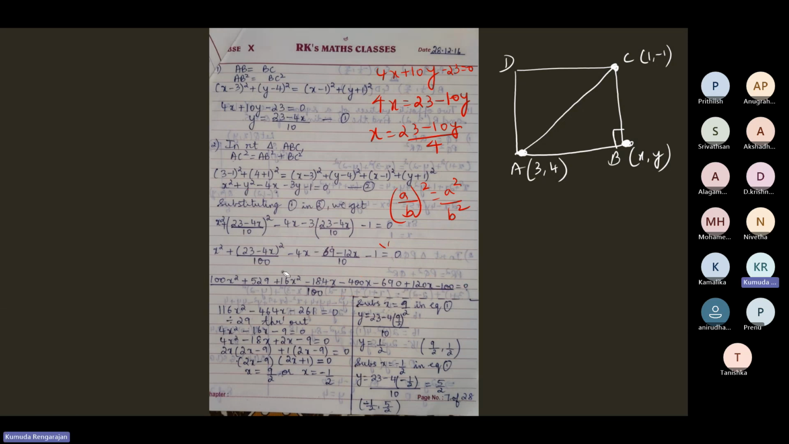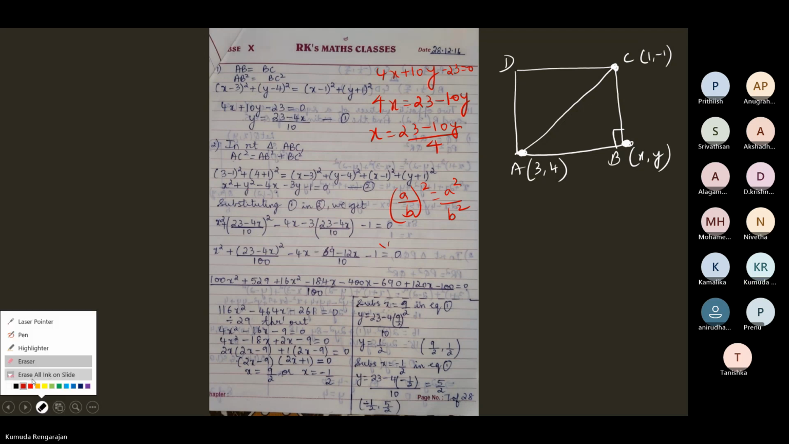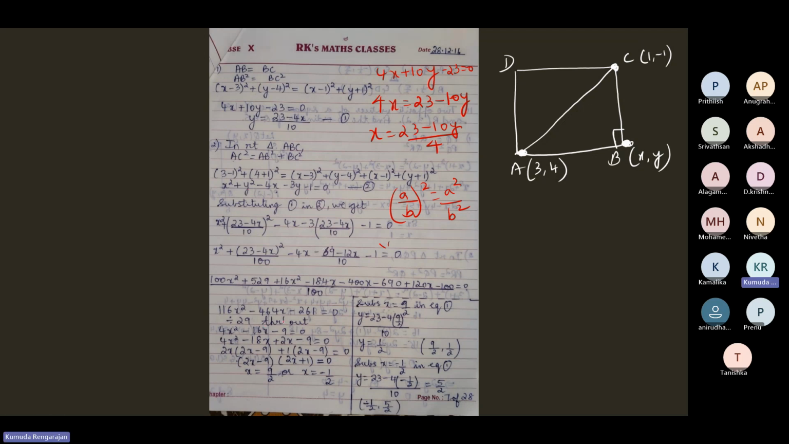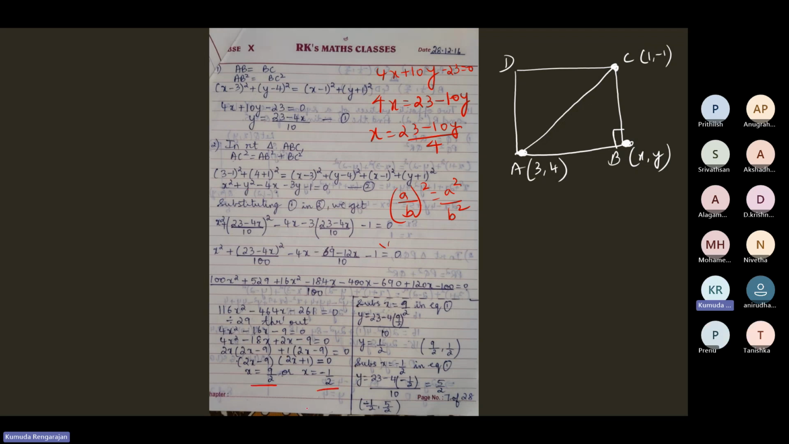All right, so divide by 29 throughout. That makes the equation easier, simpler: 4x squared minus 16x minus 9 is equal to 0. Then split the middle term. It's a quadratic equation. And these are the two values for x: x is equal to 9 by 2 or x is equal to minus 1 by 2.